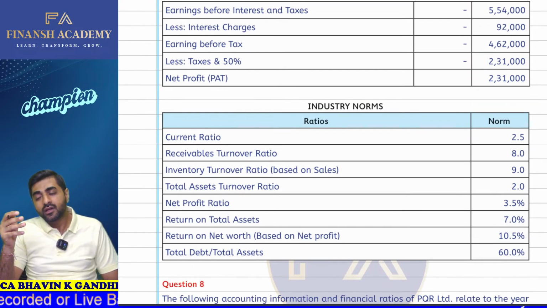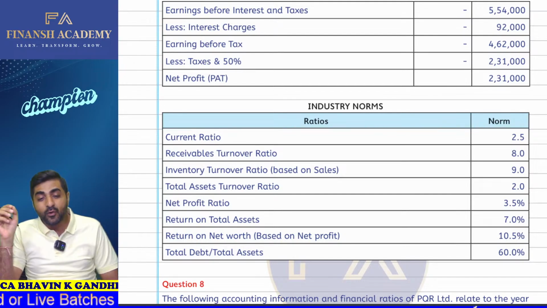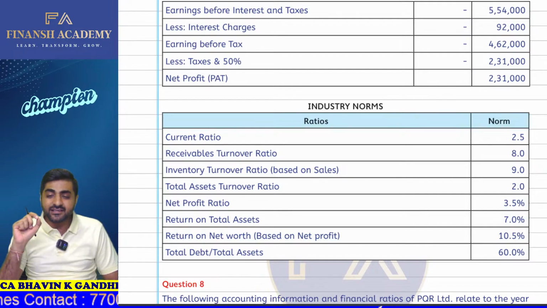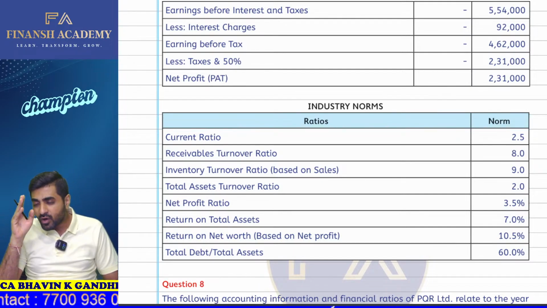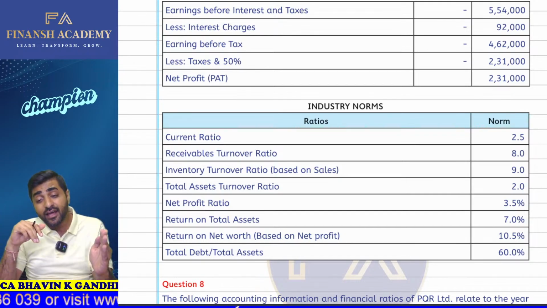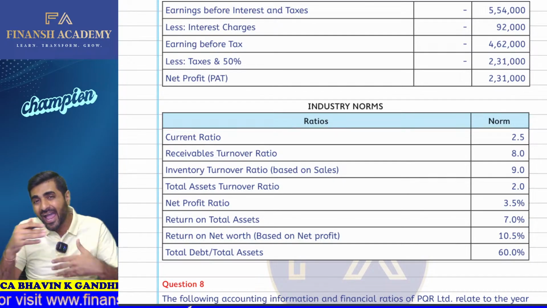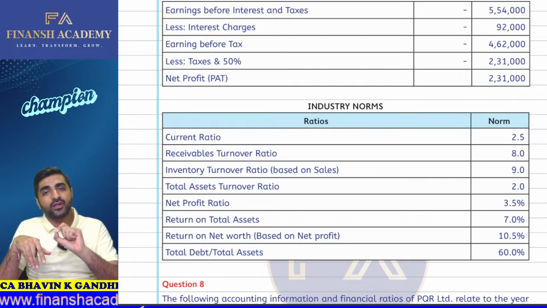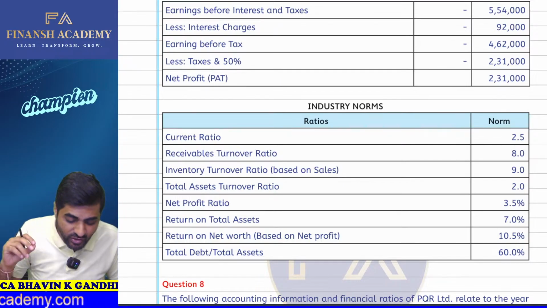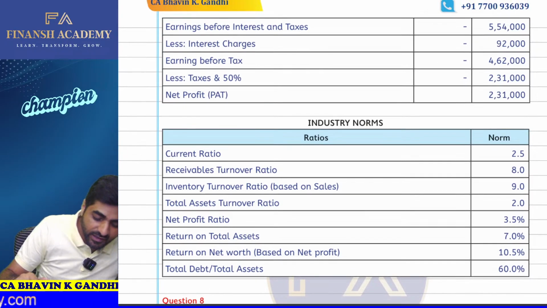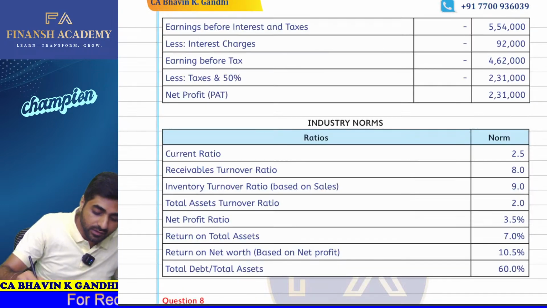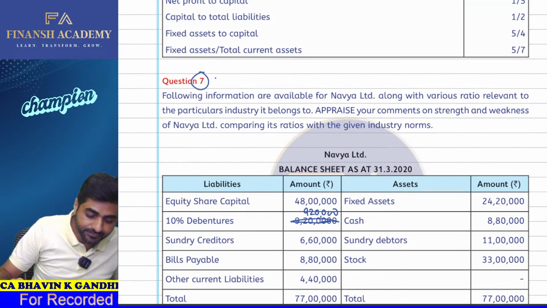So you know what we need to do? For Navia Limited, we are going to calculate the current ratio, the debtors turnover ratio, etc., based on the income statement and balance sheet which are given to you. And then we are going to compare that with the industry to analyze whether Navia Limited is doing good or bad. Okay, so this is what we are going to do in this particular question. So I just want you all to please go to your notebooks and now write down the solution to question number 7. Okay.